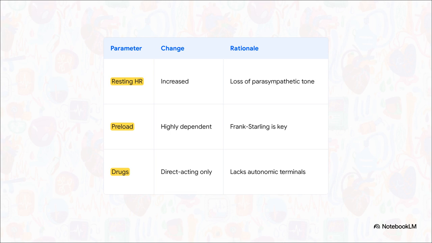First, because we've cut the vagus nerve, it has lost its parasympathetic brake, so its intrinsic resting heart rate is high, usually somewhere between 90 and 110. Second, without those autonomic reflexes, it is exquisitely preload dependent. It lives and dies by the Frank-Starling mechanism. And third, and this is huge for us, it will only respond to direct-acting agents like epinephrine or isoproterenol. Your indirect agents, like ephedrine, that depend on norepinephrine release from nerve terminals, those nerve terminals are gone, so those drugs will have a blunted effect or no effect at all.